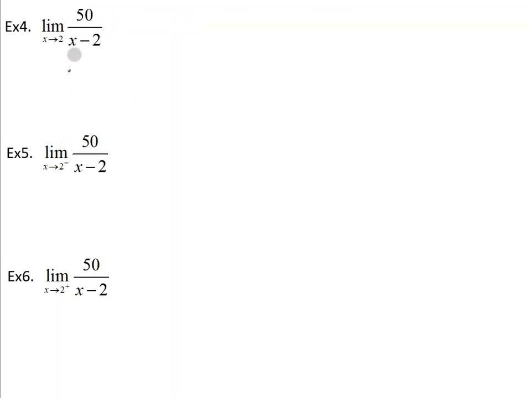Okay, so here are our next 3 examples, and note that they are pretty similar, but note some differences here. Number 4 is the limit as x approaches 2. This is a two-sided limit. And hopefully you can see the first thing again we want to try to do is plug in our value. And sure enough, we get 50 over 0. That's undefined.